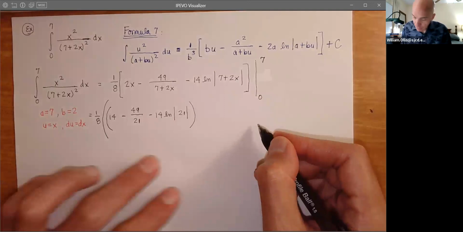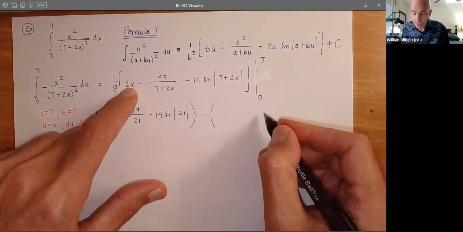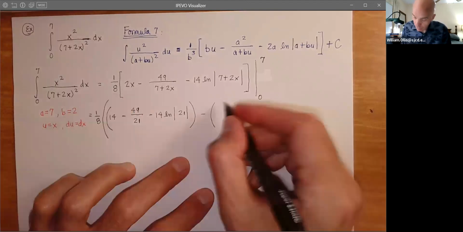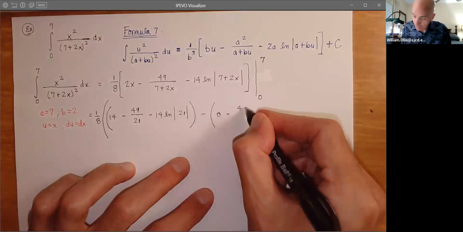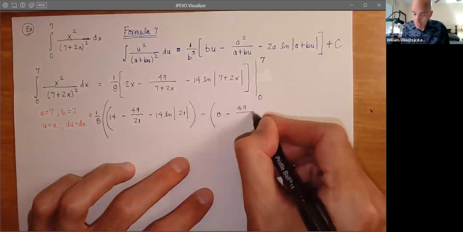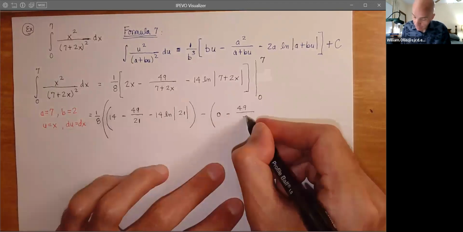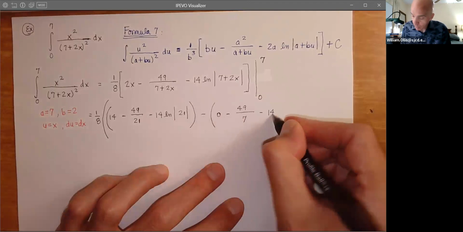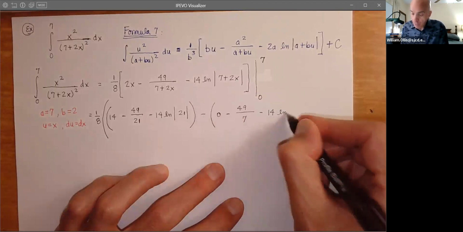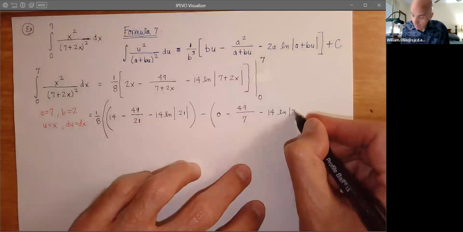Then minus. Now for the lower limit, of course, with the 0 here, we get a 0. And then minus, we have a 49. And of course, the 0 here will just give us a 7. Minus 14 natural log. And of course, here with the 0, we just get the natural log of 7.